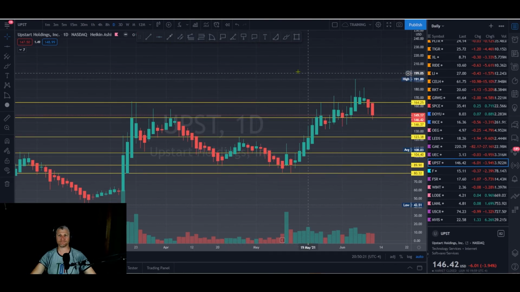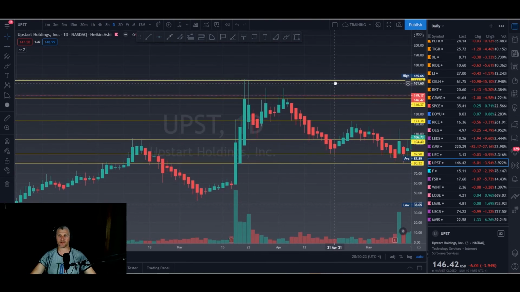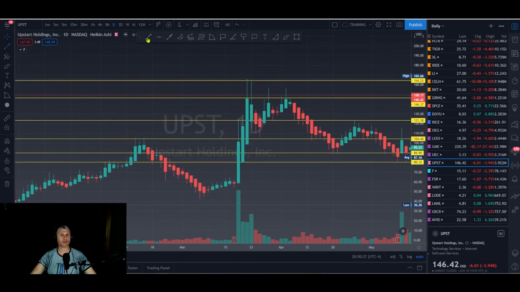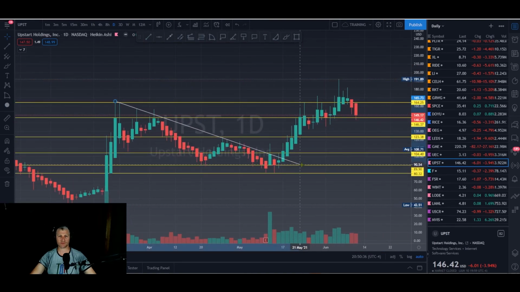Okay. Let's just say that's there like that so you can't see it. You just get your trusty old trend line here and draw it through. That would normally be pulled down as far as you want.